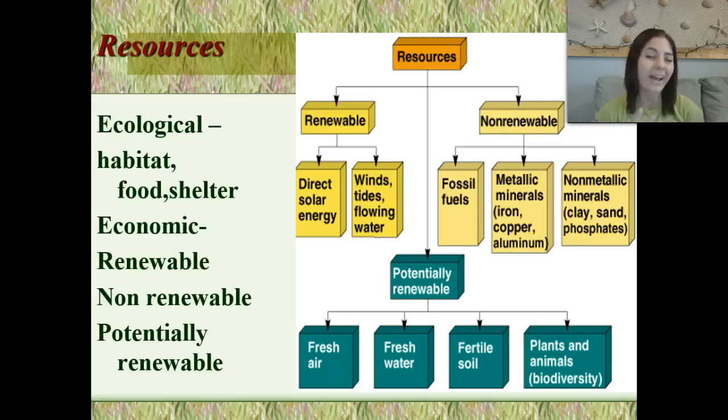Now, we do have some potentially renewable resources, and it's all dependent on us and how we use them. Those include fresh air, fresh water, fertile soil, and plants and animal biodiversity. But with those, if we're polluting and things like that, we're not going to have those resources that we can reuse.